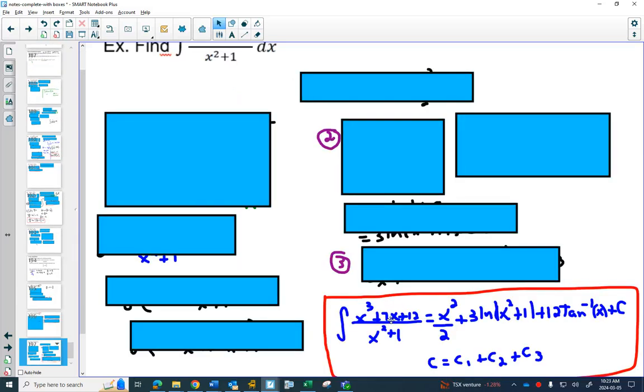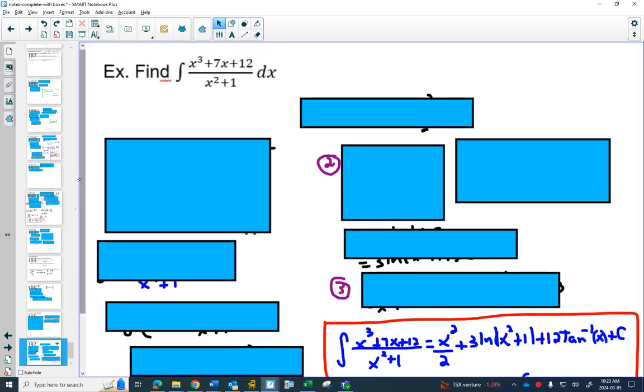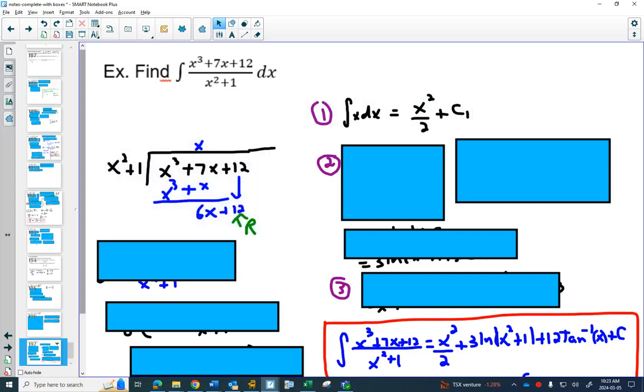This one has a whole bunch of stuff connected in all of our advanced techniques. Okay, starting here. We do our long division. It works out nicely to just be x, and then this is your remainder. You would have a remainder of 6x plus 12, because as soon as the power is less than what you're dividing by, it's a remainder.